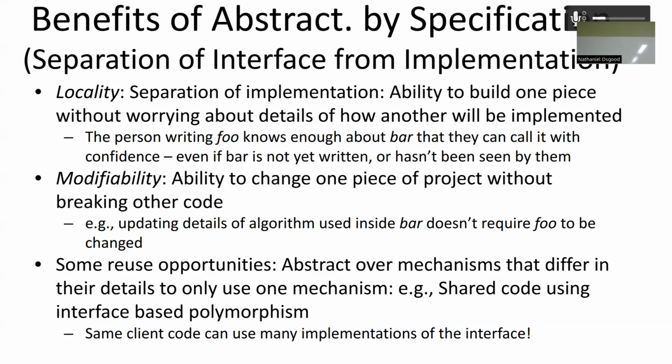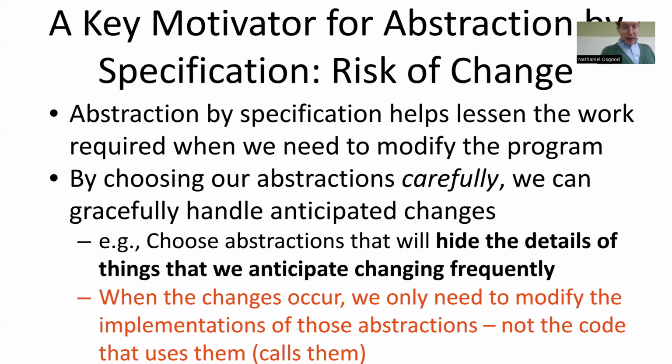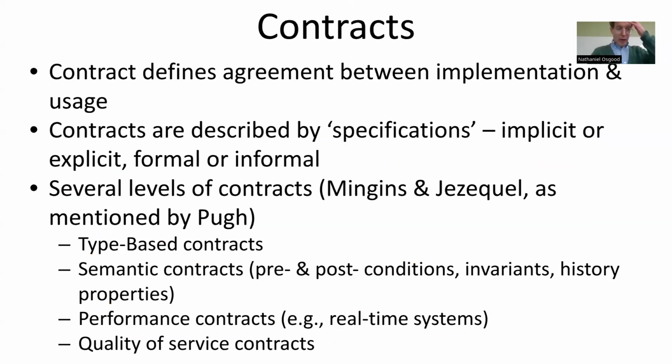You can have shared code that calls off to many different things over time because they all adhere to the same interface. It's just written against the interface, and you can pass it anything that meets that interface, and it will call through that interface with that same contract. So when change occurs, we only have to modify the abstractions, not the code that uses them.